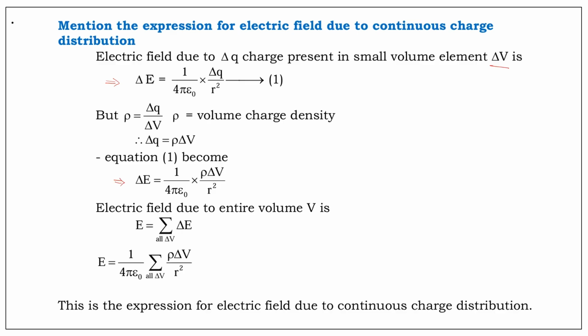square. Electric field due to entire volume V is E is equal to summation of delta E. That is, E is equal to 1 by 4 pi epsilon naught summation of ρ delta V by r square. This is the expression for electric field due to continuous charge distribution.